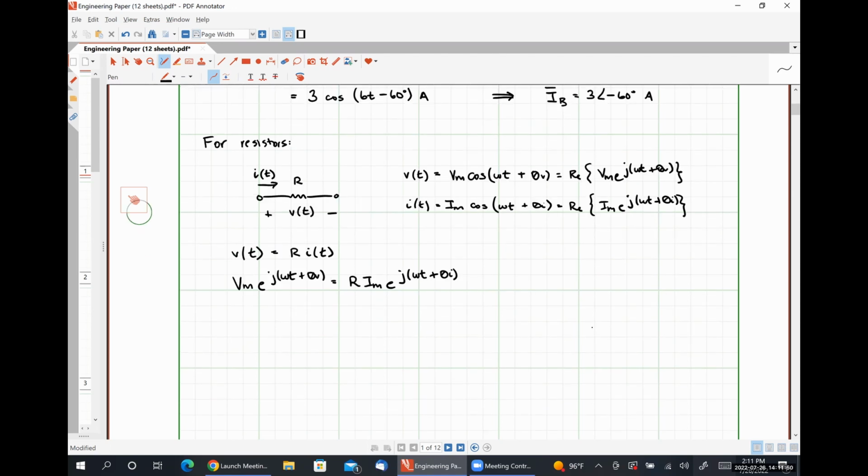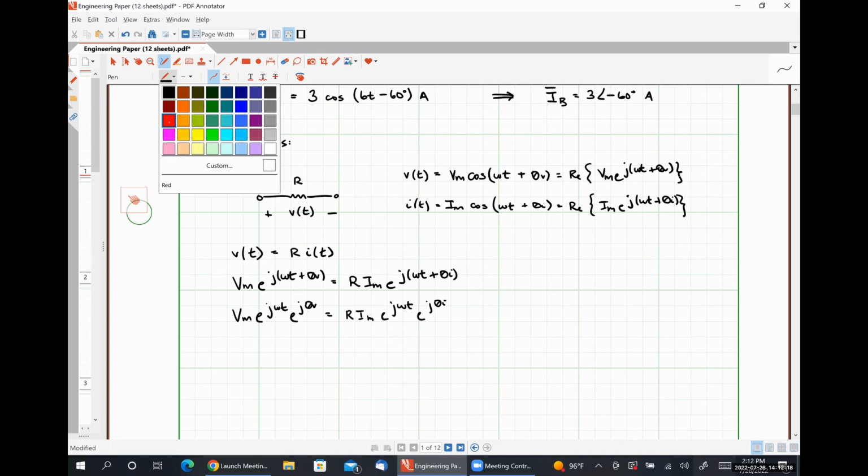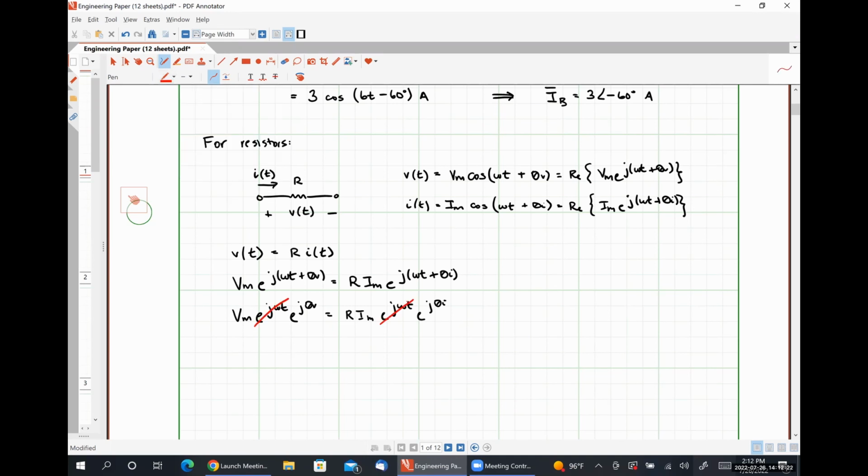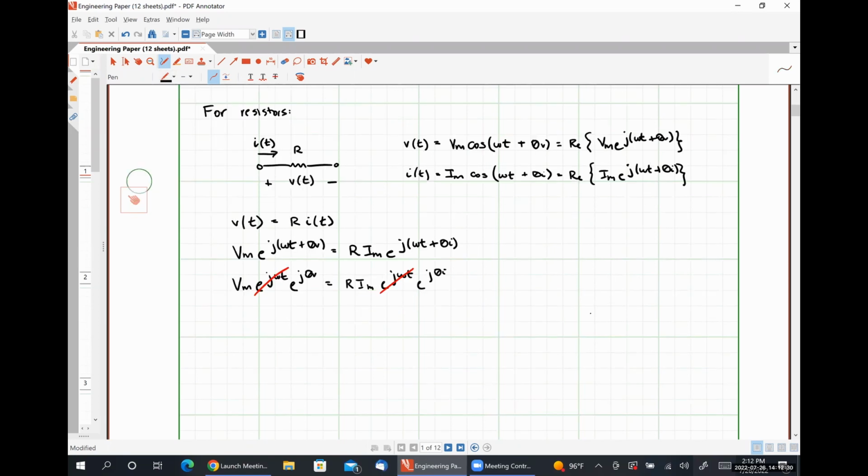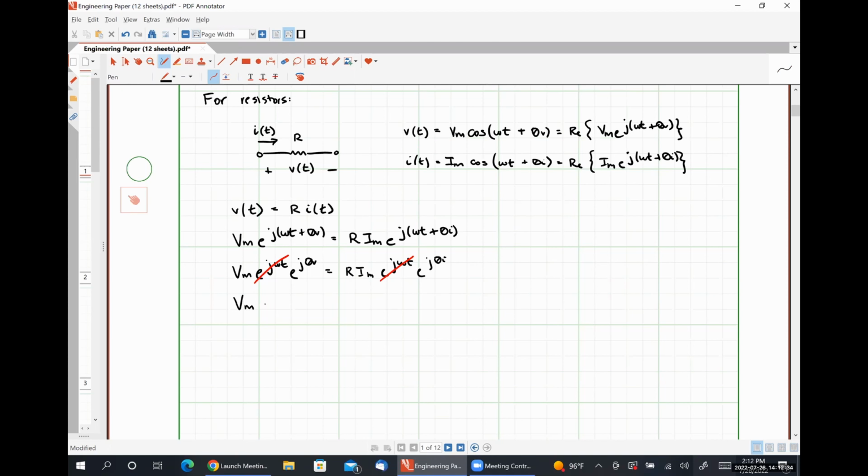What I'm going to do now is simply split these exponential representations up. So I'll have Vm e to the j omega t times e to the j theta v is equal to R times Im e to the j omega t e to the j theta I. And we can see that the frequency term e to the j omega t goes away. What this leaves us with is Vm e to the j theta v is equal to R Im e to the j theta I.